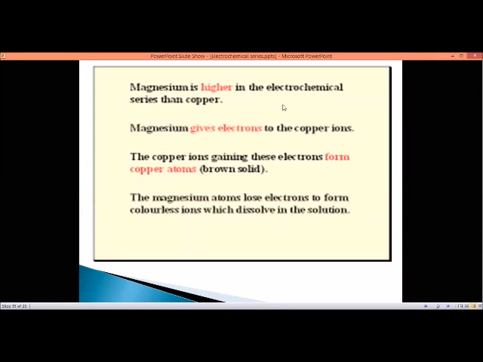Next one, here also you can see magnesium is higher in the electrochemical series than copper. Magnesium gives electrons to the copper ion, and the copper ion, gaining these electrons, becomes a copper atom, gets deposited, and forms a brown solid. So the magnesium atom gives up electrons to form a colorless ion which dissolves in the solution. The copper sulfate solution will lose all its copper, which is deposited on the metal electrode, and the magnesium will completely get corroded and form a magnesium sulfate solution.